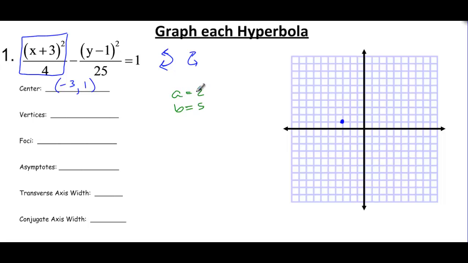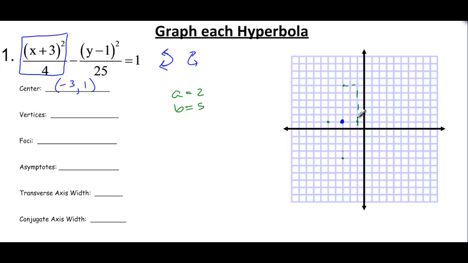A is always the left, right motion. Moving to the right, and then moving to the left. B is the up and down movement: 1, 2, 3, 4, 5, and down 5. Okay. Now if you notice, in our last lesson, I would have connected these to make an ellipse. But what we're going to do now is make a little rectangle.